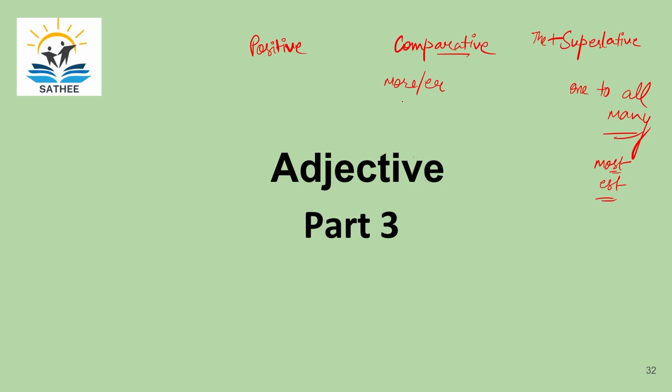Now, in this case, we always use than to compare two things together. For example, Riya is taller than Ravi. So than is a word that is used to compare two things. And in case of superlative degree, we simply use the word most or suffix est.